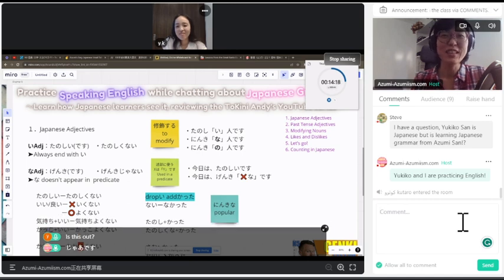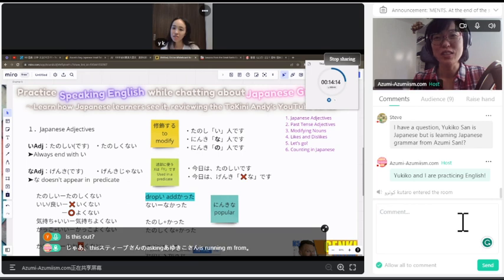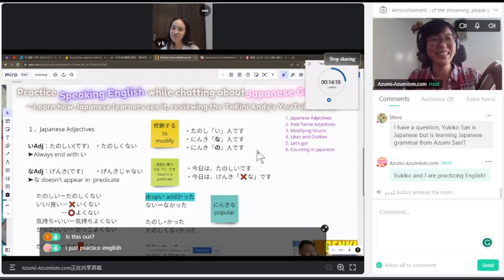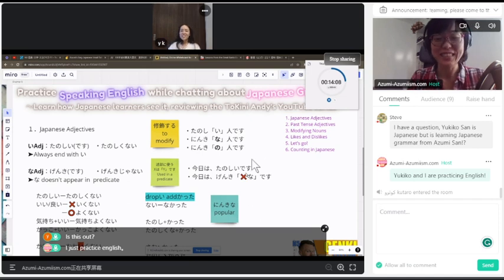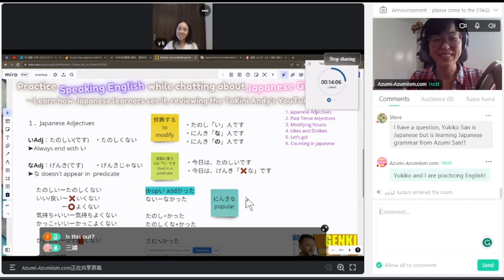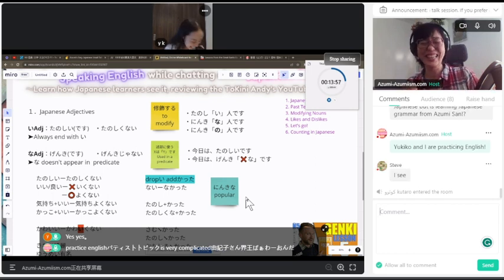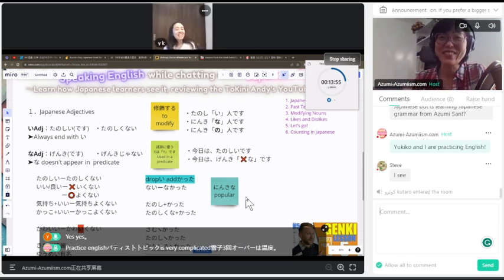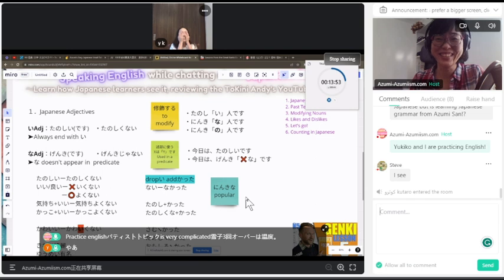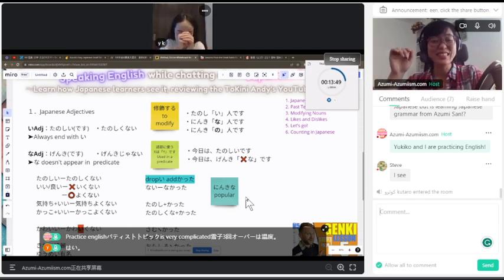Yeah, Steve's asking, is Yukiko-san learning grammar from Azumi-san? Not actually. We are just practicing English. We are practicing English, right? But since the topic is very complicated, Yukiko-san is kind of overwhelmed. Yeah, probably we should talk about something easier. It's such an overwhelming topic, yes.